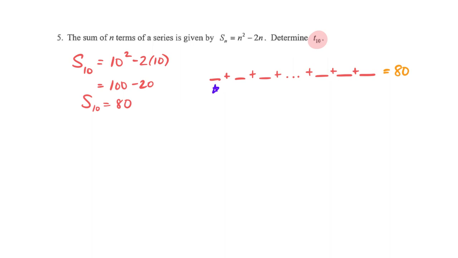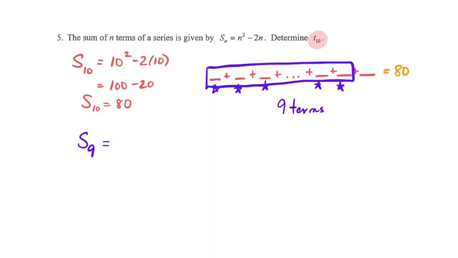If I add up all of those terms that I just starred, that is the 9 terms that come before the 10th term. So if I found the sum of 9, then I would know what this total would be. Let me add up those 9. Well, then I can sub in my 9 for n. I get 81 minus 18, and that's going to get me a 63.